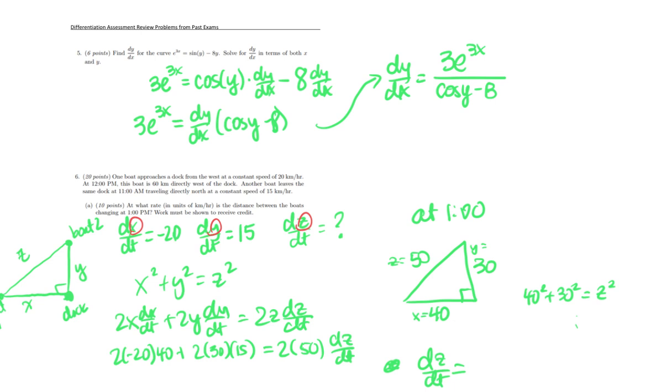equals, and then I'll get 2 times 20, so all of that gives me -700 divided by 100, which is -7. The units of that are kilometers per hour. So what that means is that the distance between the boats is actually shrinking at 1 o'clock p.m.